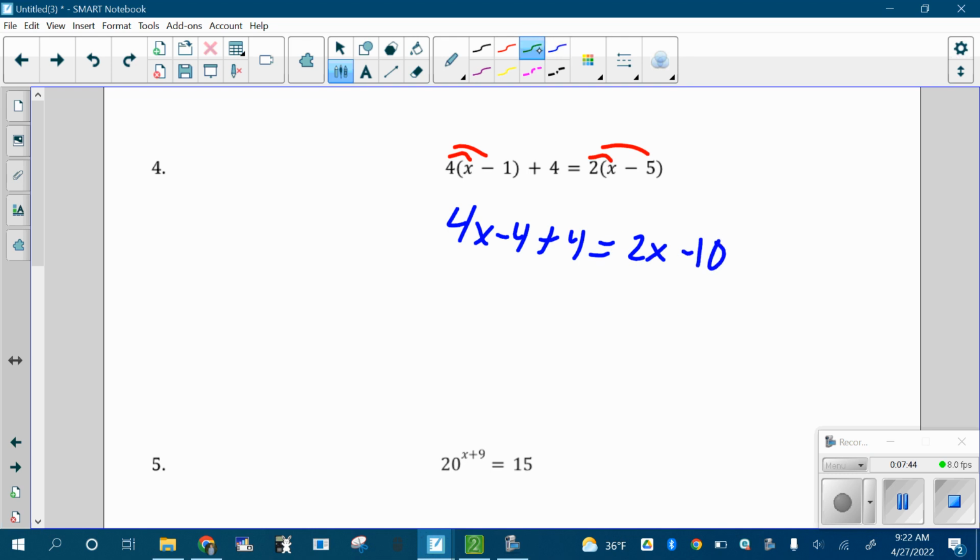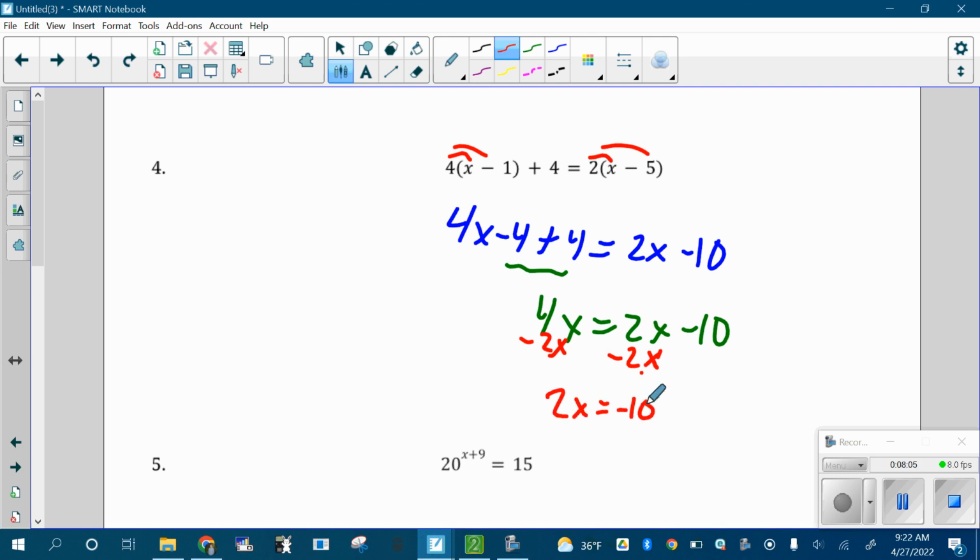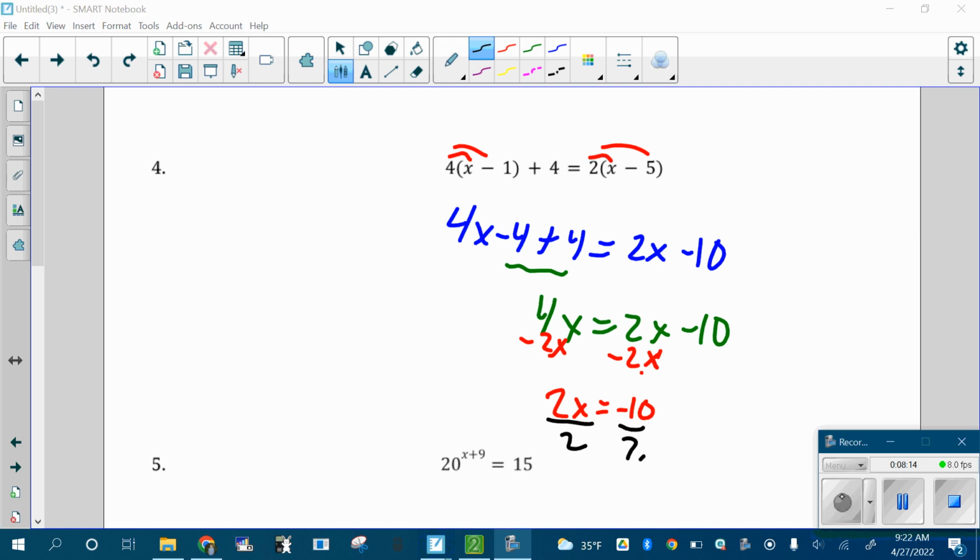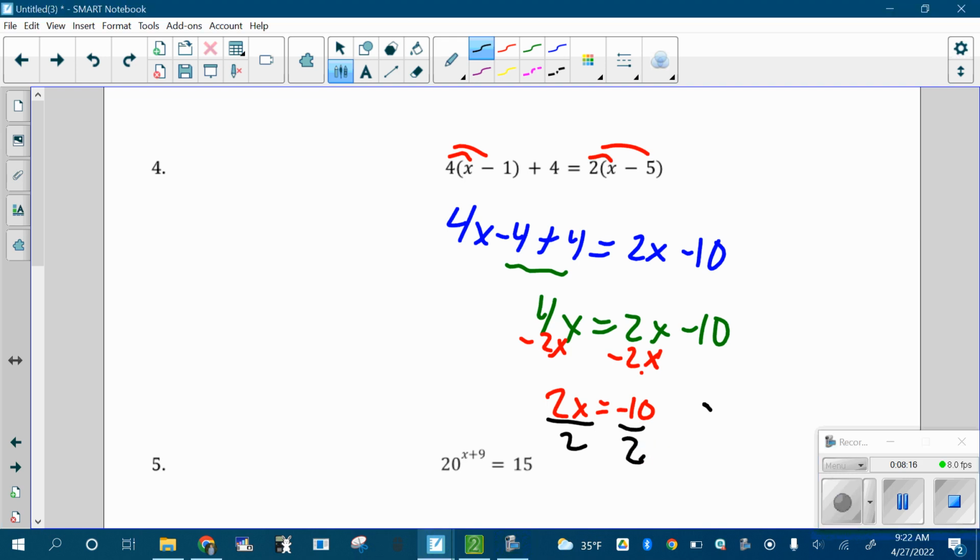I'm going to combine the minus 4 and the plus 4. That's just 0. So we get 4x equals 2x minus 10. I'm going to move the x's over to one side. So I'm going to subtract 2x from both sides. And then the last step, I'm going to divide both sides by 2. And I'm going to get x equals negative 5.